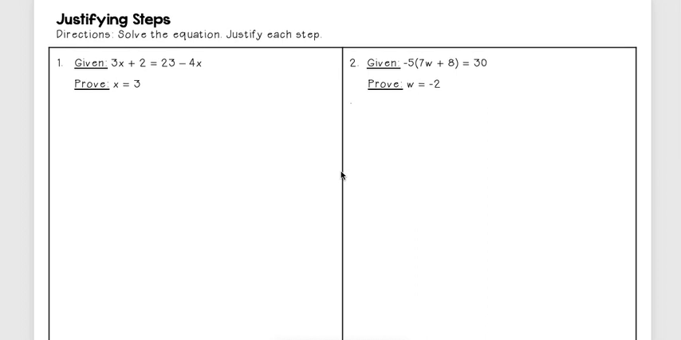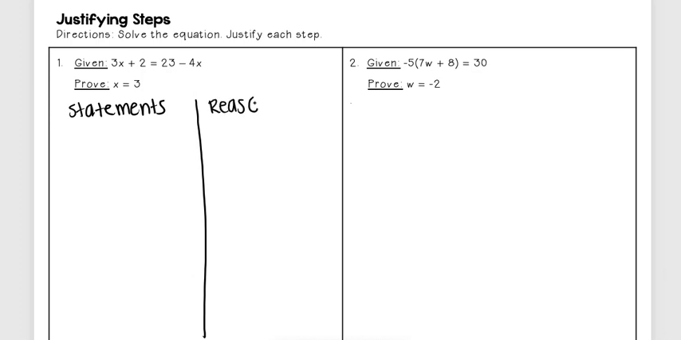Okay, so now we are actually going to solve some equations and then we're going to justify each step. The way that we're going to set this up is what we call a two-column proof. And so what that looks like is I'm going to have my statements on the left. So basically on the left I'm solving the equation. And then on the right I'm going to put the reason that I could do that step.